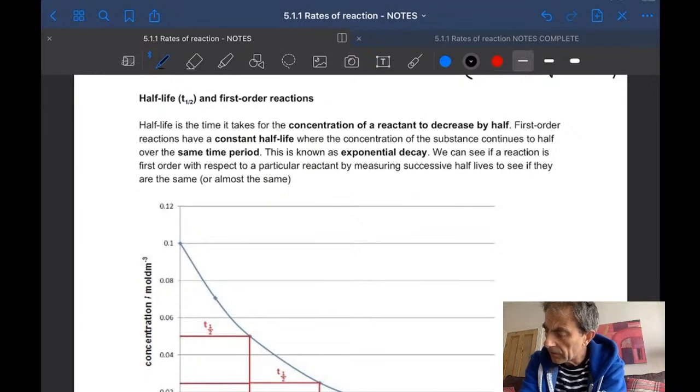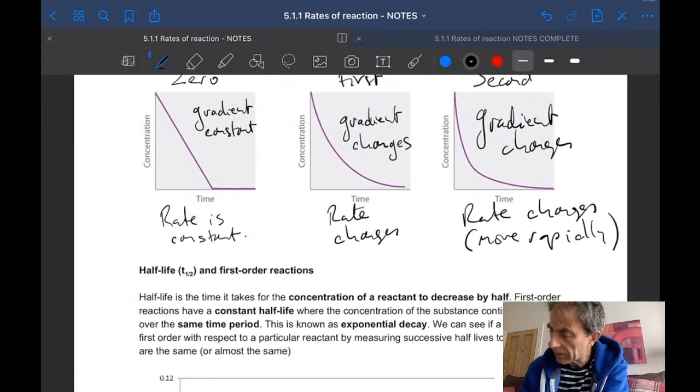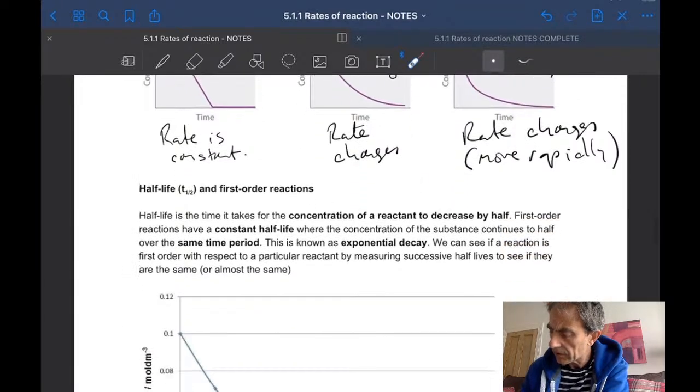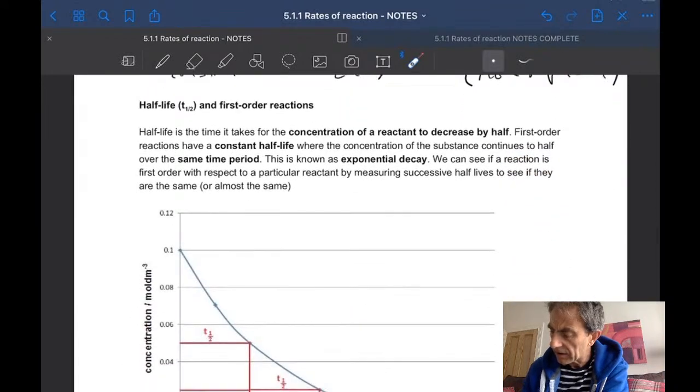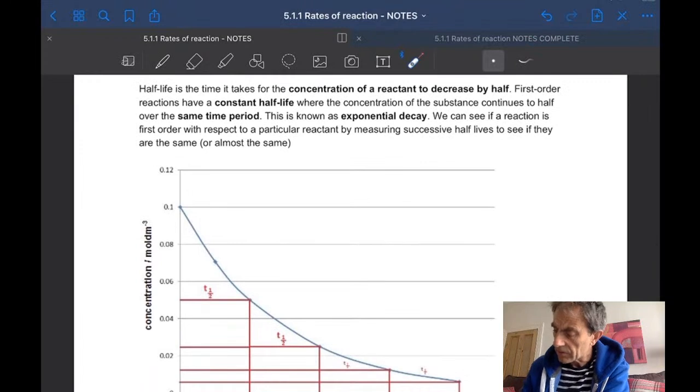So it's exponential decay. Going back to this graph here, that's showing exponential decay, and that's how you can tell that it's first order. The reason it's doing that is because the half-life of the reaction is constant. Let's say the half-life is x seconds: every x seconds the concentration halves, keeps halving, which you can see on this graph here.